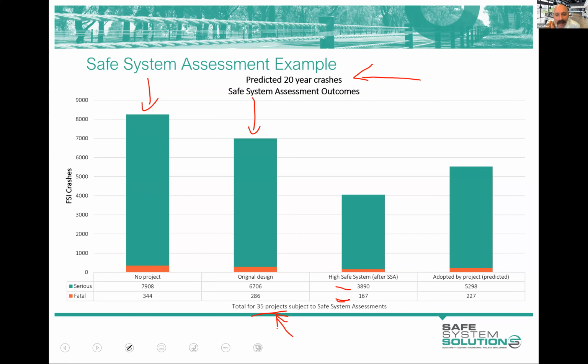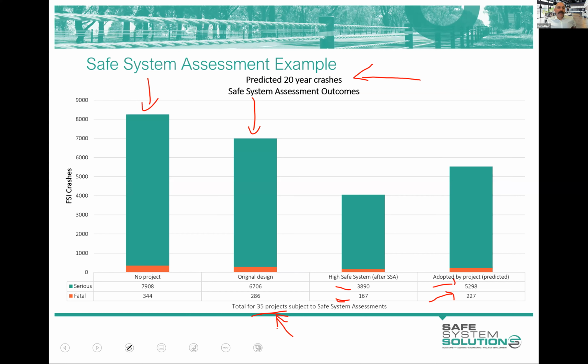But that was what the Safe System Assessment had said: here are all of our recommendations. When they actually said, well, we can't do this one, but we can do this one. We can't do this one. We can't do this one. Oh, we can do this one. Yeah, we can do that one. We can't do this one, but we're going to do this different thing, which we kind of feel does the same thing. And so this is what they actually adopted, which went forward for construction. And that was 227 fatalities and 5,300 serious injuries.